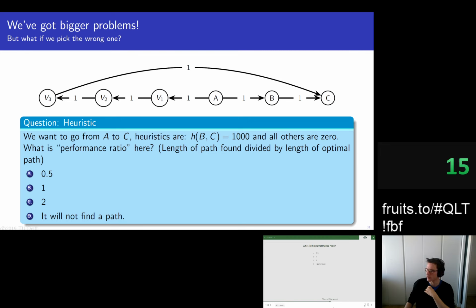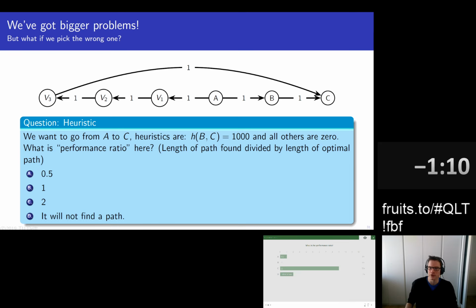Okay, let's take a look at what you think. Majority for 2. So let's double check that. So first of all, note there's only 2 paths from A to C. Either we go there via B, which gives us a length of 2, or we go there via V1, V2, and V3, which gives us a length of 1, 2, 3, 4.